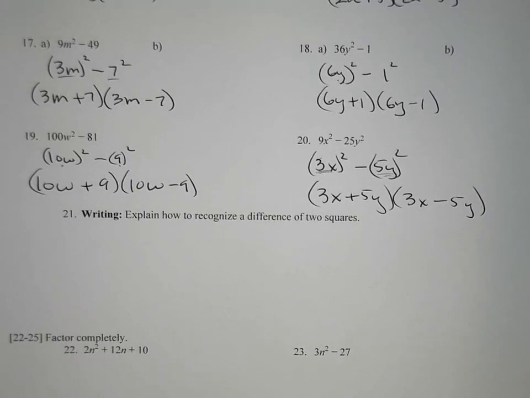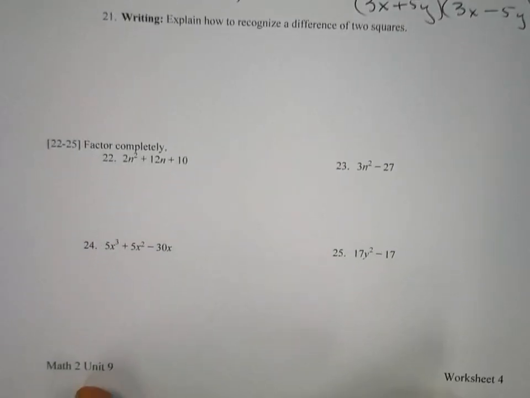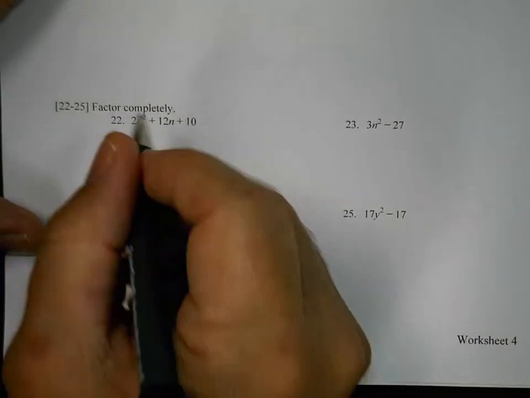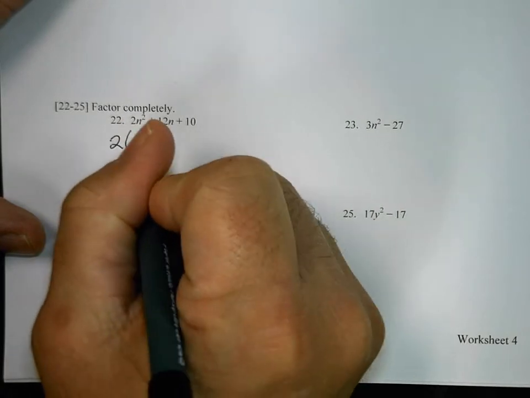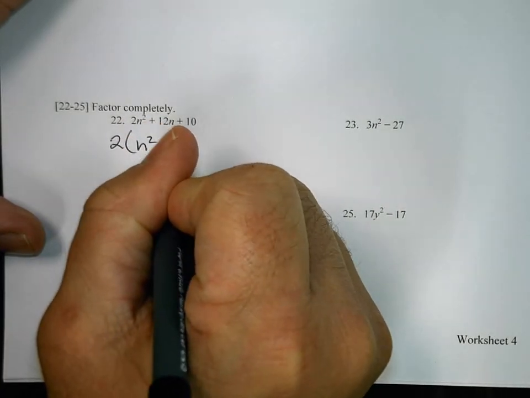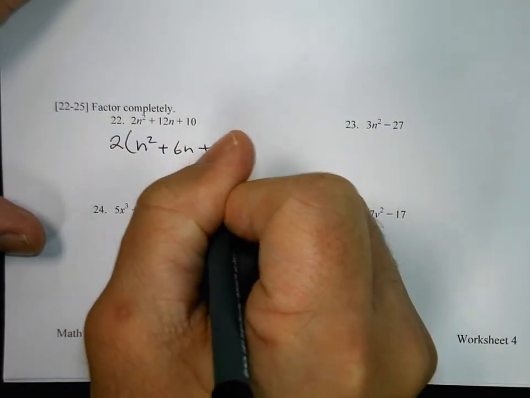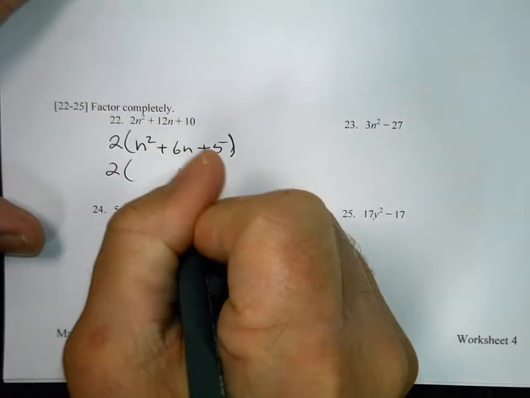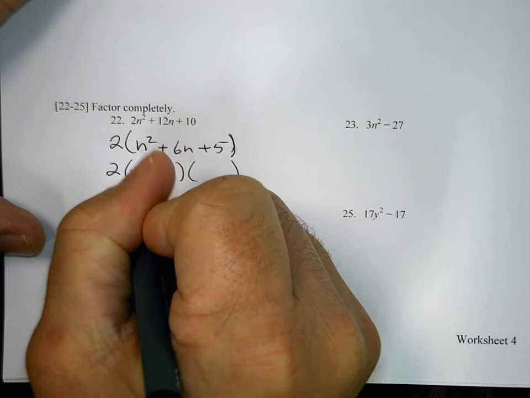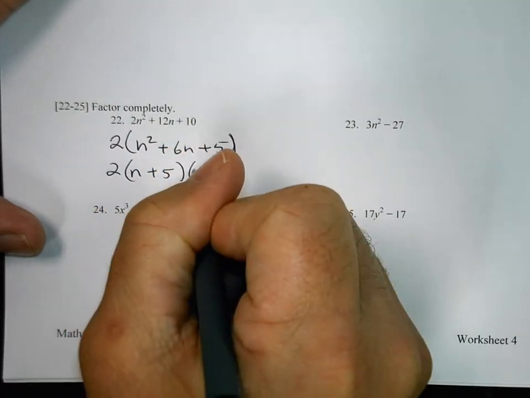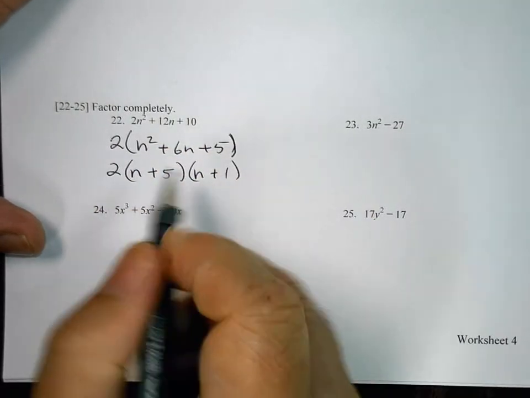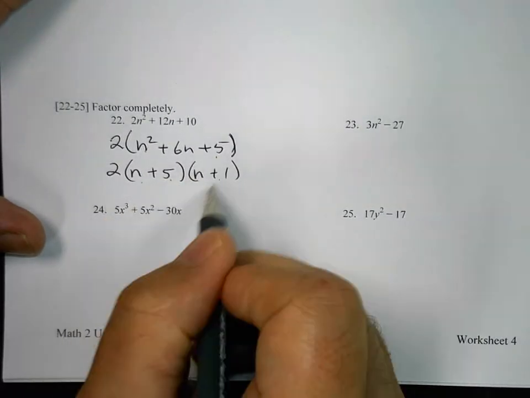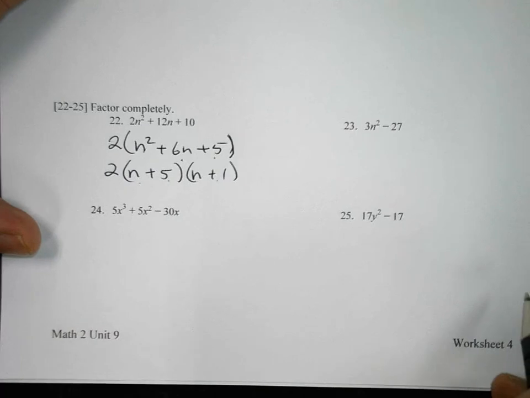All right, now we have 4 to do that are completely random. This one definitely looks like a GCF. I'm going to take out a 2, leaving n squared plus 6n plus 5. You always got to check, can I factor this further? Sure I can. N plus 5 times n plus 1. N times n is n squared. 5 times 1 is 5. 5n plus 1n is 6n.